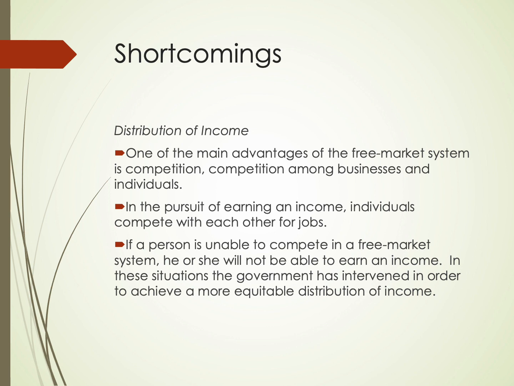This has always been a question. Now here, at the third point in the list, we can read that if a person is unable to compete in a free market system, he or she will not be able to earn an income. In this situation, the government has intervened in order to achieve a more equitable distribution of income. This is happening through different systems like the welfare system. During COVID, we also looked into giving, or thinking about giving, a basic monthly income to people. Of course, this didn't go too far.